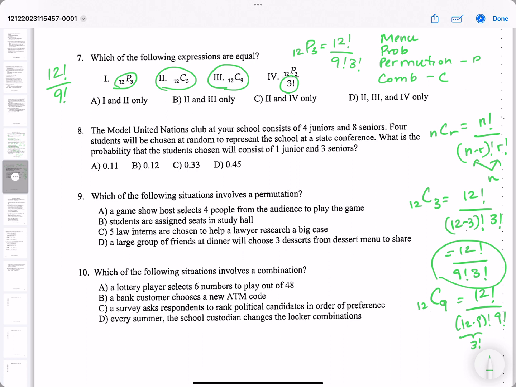You can also put it in your calculator, as I said, Menu, Probability, Permutation, and then you would type in nPr 12,3 for that first one, nCr 12,3 for the second one, nCr 12,9 for this one, and this would be nPr 12,3 over 3 factorial. By the way, the exclamation point, if you look at the G on your keyboard, is the button to the right of the G.